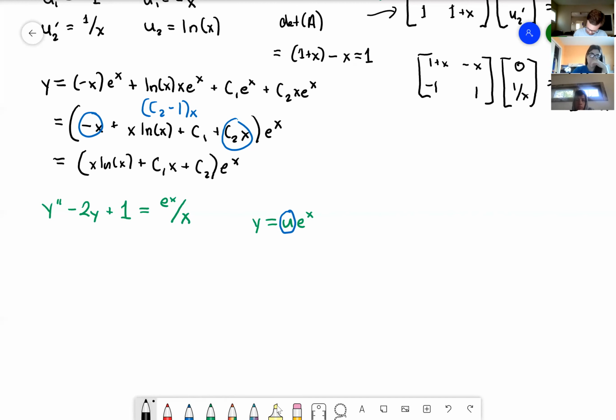So I'm going to give you a minute to practice this, give this one a shot, and I'll come back and work this one as well. The same problem. Hopefully we get the same solution.